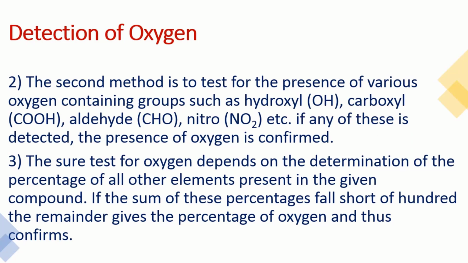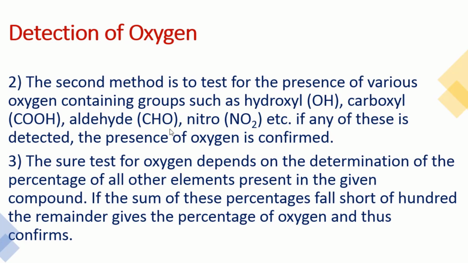For example, alcohol has oxygen, aldehyde has oxygen, ketone has oxygen, nitro has oxygen, carboxylic acid has oxygen. So we will perform the tests of these functional groups, and the presence of the functional group indicates that oxygen is present.